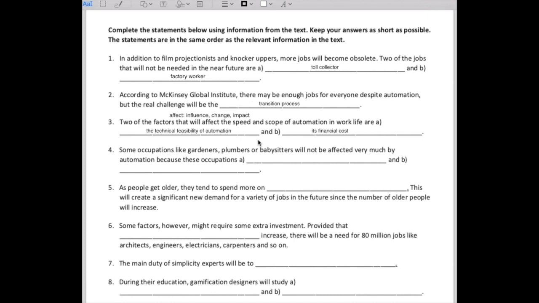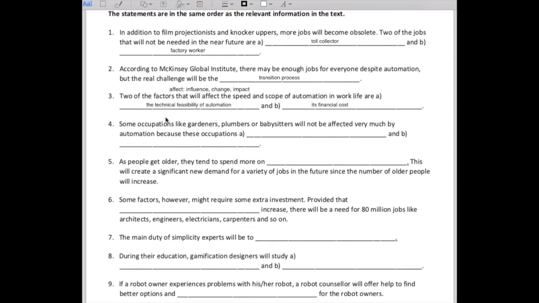Okay, let's have a look at the 4th sentence. Some occupations, like gardeners, plumbers, or babysitters, will not be affected very much by automation because these occupations, something, and something. Okay, we're still talking about effects of automation, so most probably we will be in the same subtitle. And we have different jobs, different occupations. You see, I immediately said jobs because I'm always thinking about synonyms when I look at these tasks.